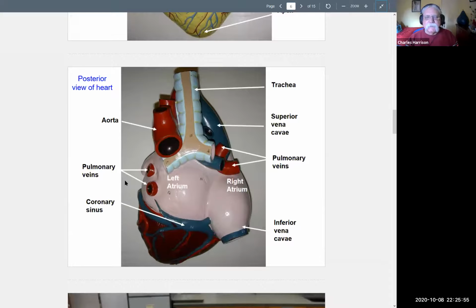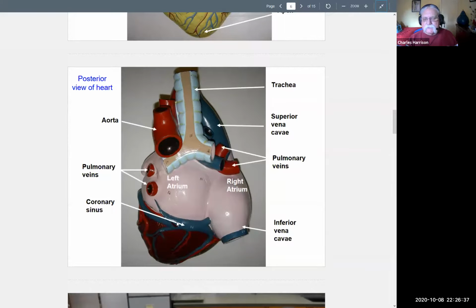This is a different view of the same. Let's see how we make it out. Okay, the top is up here, bottom's down here where it should be actually. Here's the inferior vena cava coming back into the right atrium. We're seeing it from the top down. Here's the superior vena cava coming back to the right atrium. The left atrium's here, receiving its blood from the pulmonary veins.